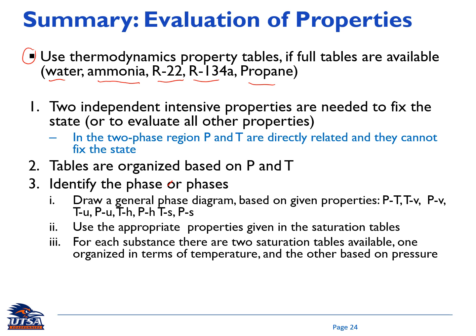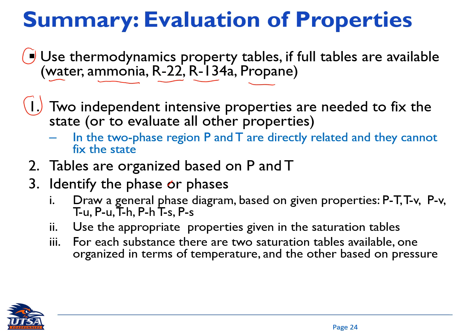So the next one is you need to use two independent properties to fix the state. Okay, so point number one here. When the state is on the left side of the dome or on the right side of the dome, once again, you need to have two independent properties, either pressure and temperature, or pressure and specific volume, or specific volume and temperature, and so on.